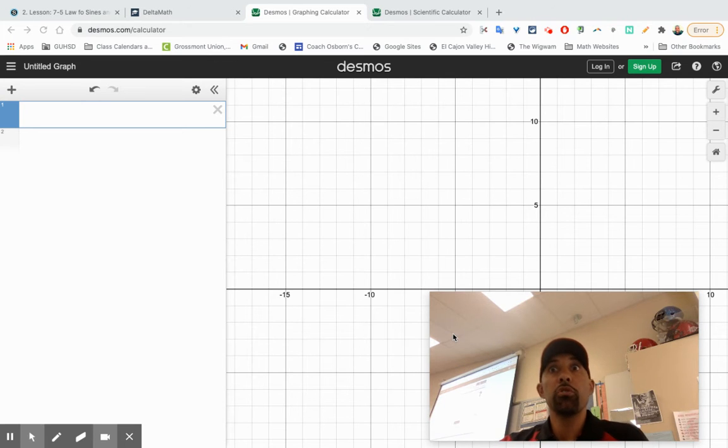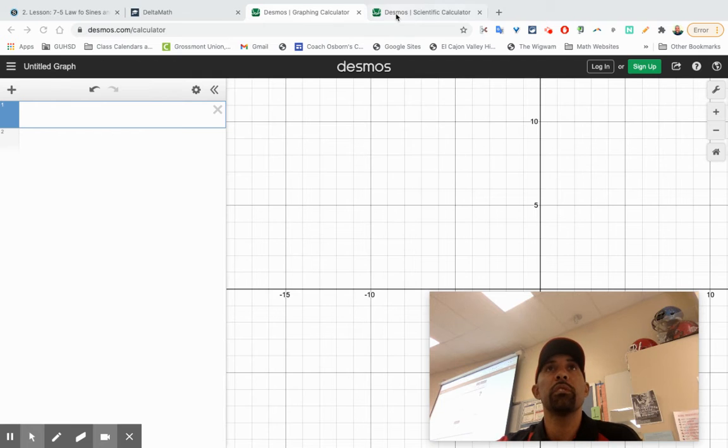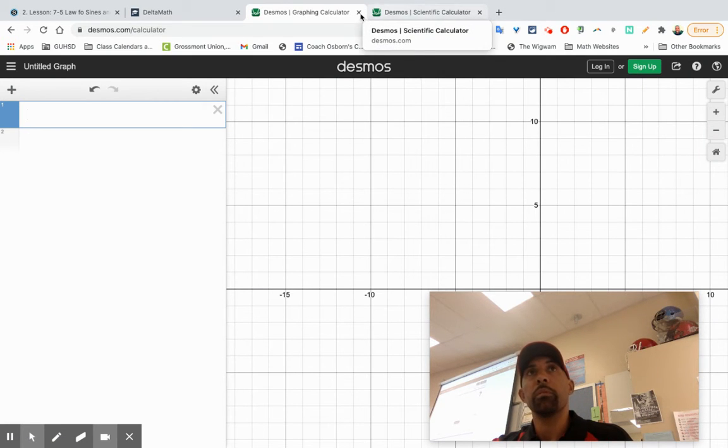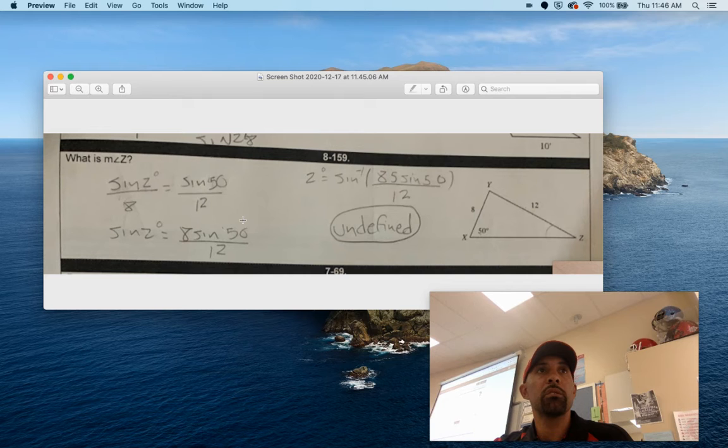All right, guys, I want to show you what can happen when you make errors using Desmos calculators, especially the difference between the graphing and a scientific. So here I'm working on this triangle problem, and it looks like we're looking for an angle right here. I use the law of sines, and we set up the formula and cross multiply, so you get sine of angle z equals 8 times sine 50 over 12.